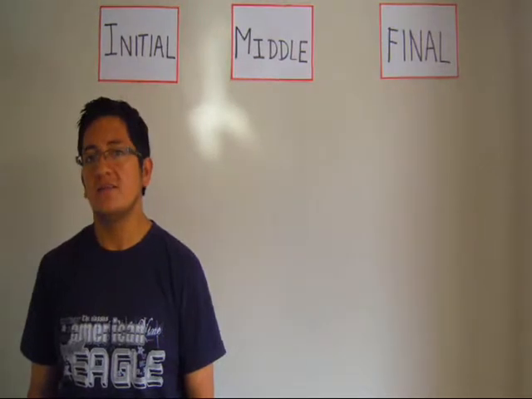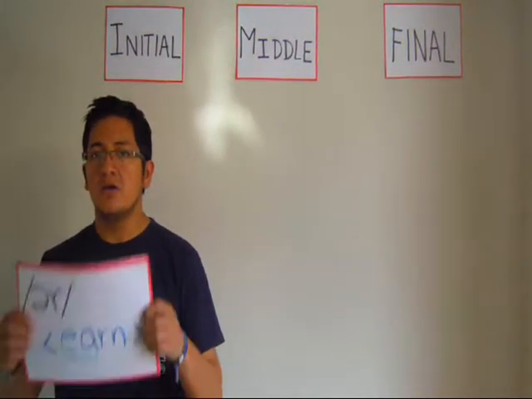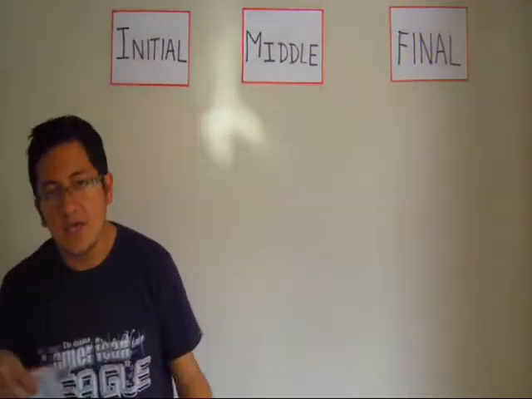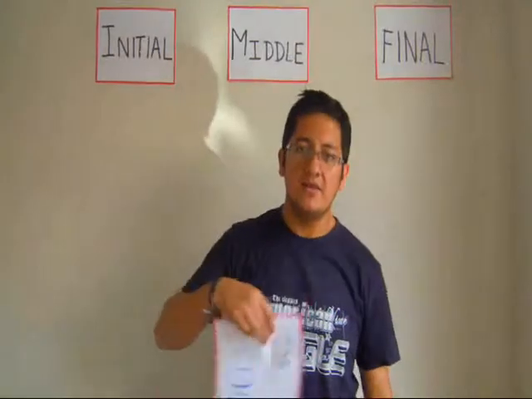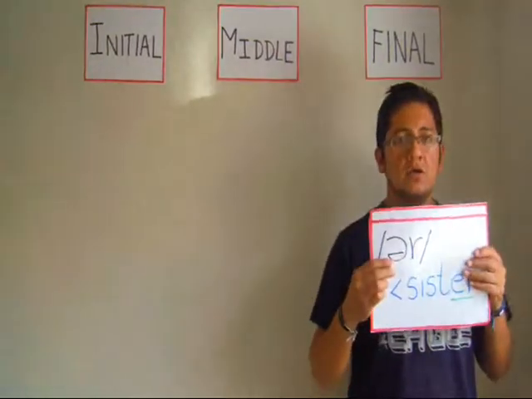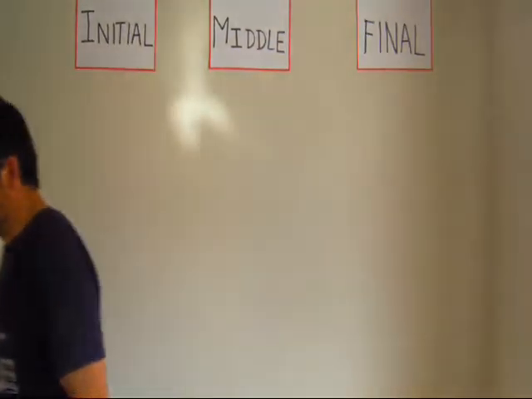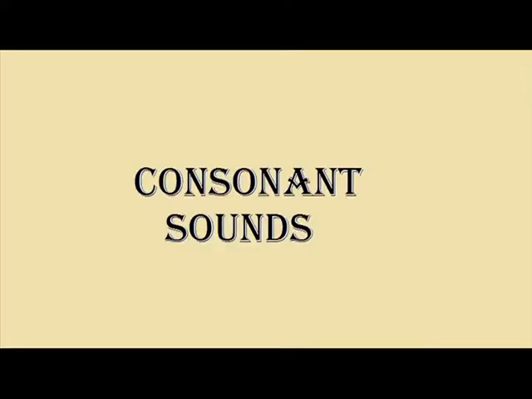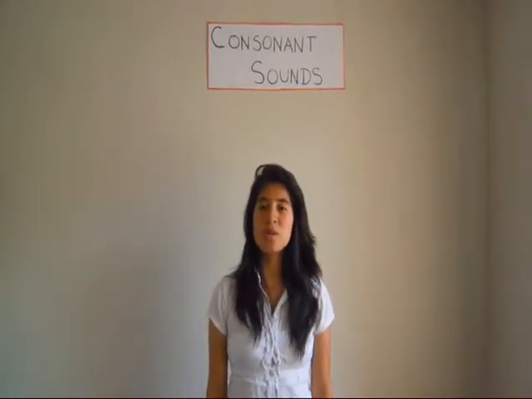And finally, the sound er. For example, in initial position, earn. In middle position, girl. And in final position, sister. Okay, let's continue with the consonant sounds.